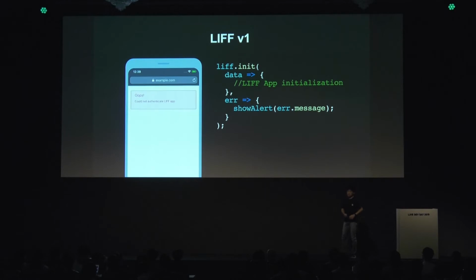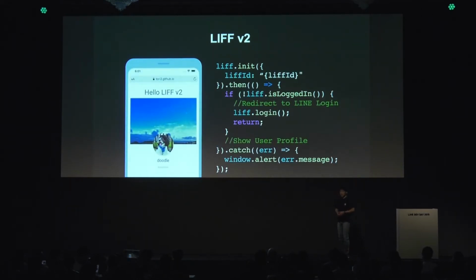I'd like to introduce using a sample. This is a code sample which was created with LIFF version 1. And this is run with mobile Safari, and the LIFF init is executed but cannot be authorized. Therefore, there is an error screen like this. Next, this is an example of LIFF version 2. If we use LIFF version 2, the initialization process interface changes a little. I'd like to explain the code after liff.init.